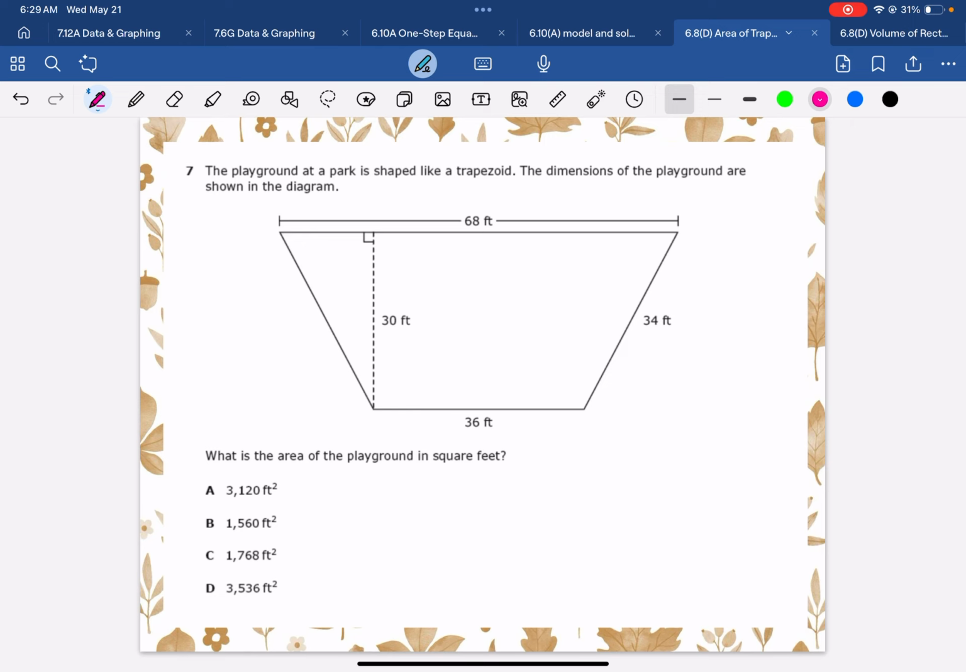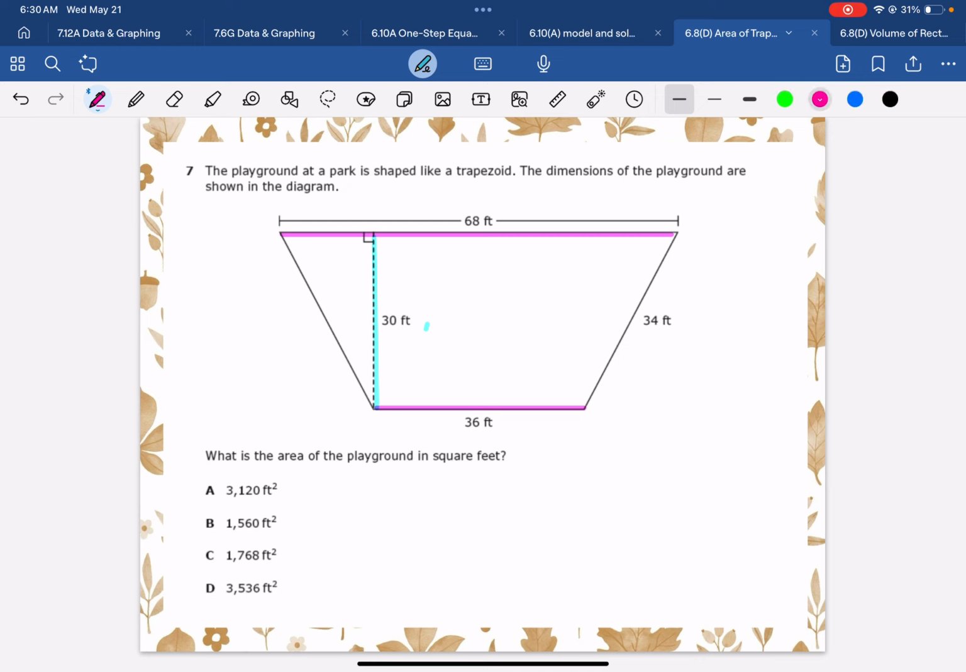The playground at a park is shaped like a trapezoid. The dimensions of the playground are shown in the diagram. What is the area of the playground in square feet? So let's first identify our bases. 68, 36, and then the height is the distance between both of those, and it's going to be perpendicular, which is going to give me the 30. 34 is there to confuse you.